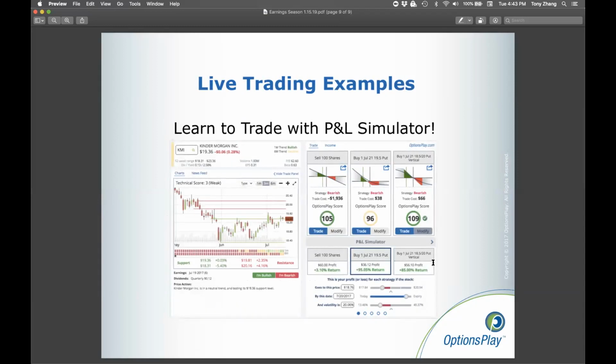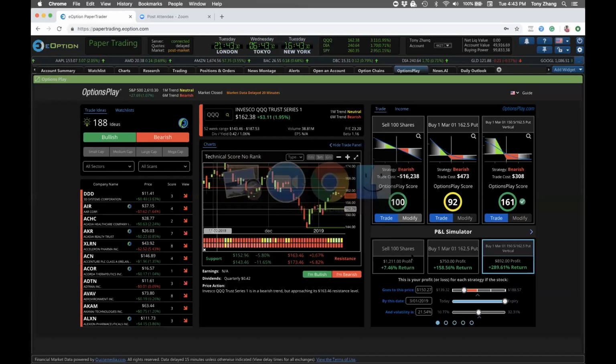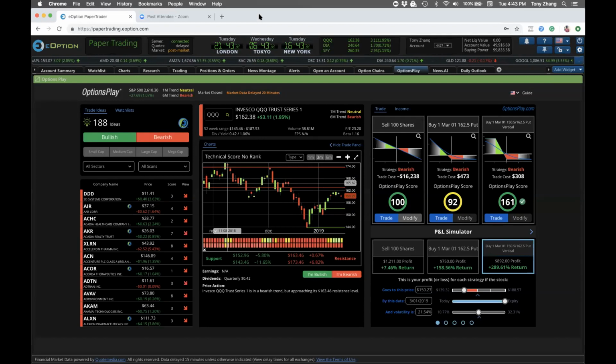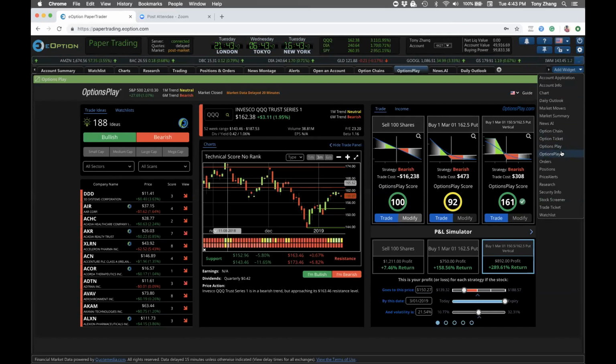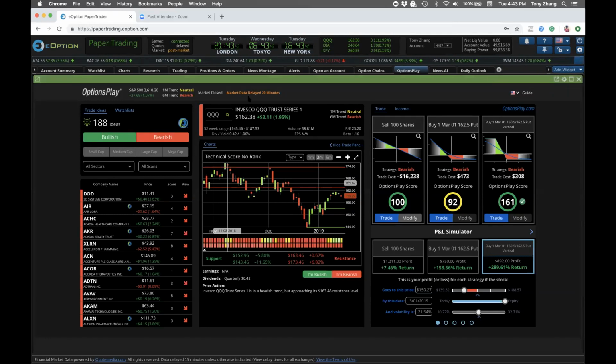So with that, let's jump over to the OptionsPlay module. This is a tool that you have access to within your Regal Securities platform. As you can see, the OptionsPlay tool is available to you on the OptionsPlay tab within your trading platform. And if you don't, you can always add it under the OptionsPlay tool under Add Widget. And what it brings you to is a platform that looks like this.